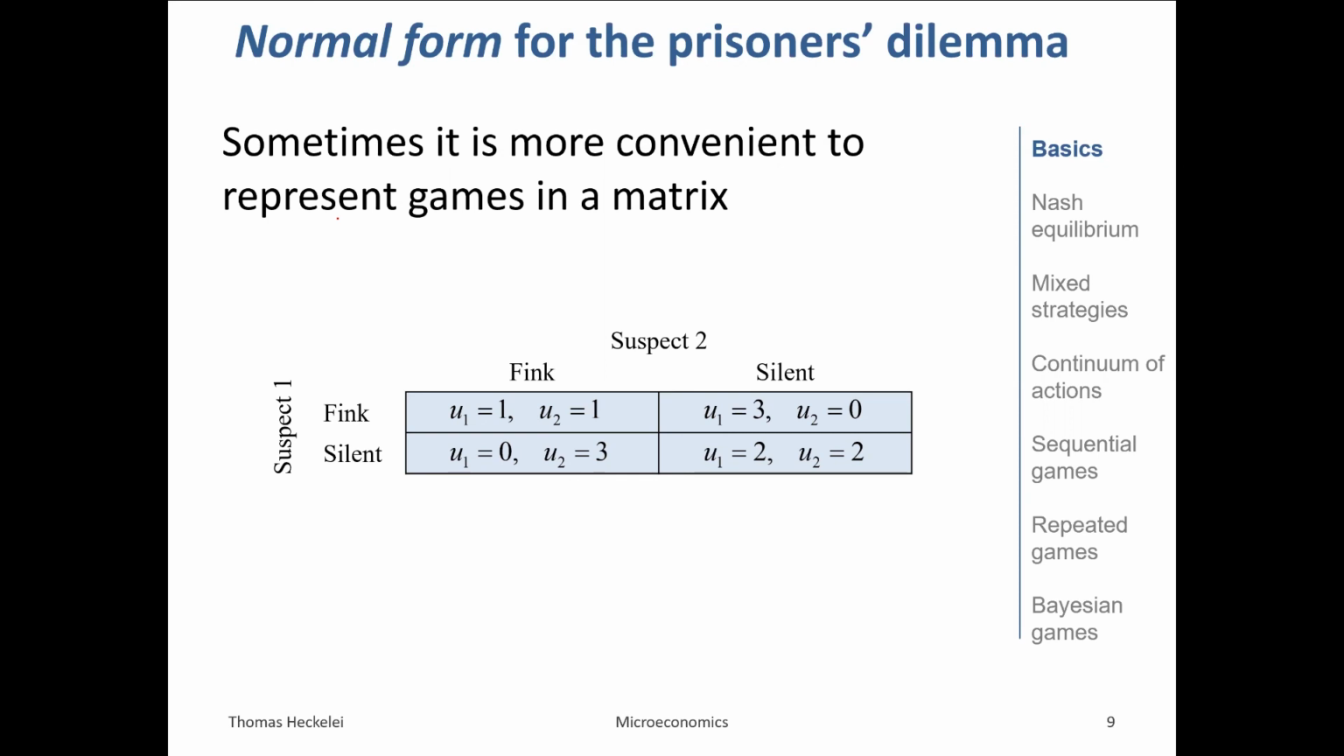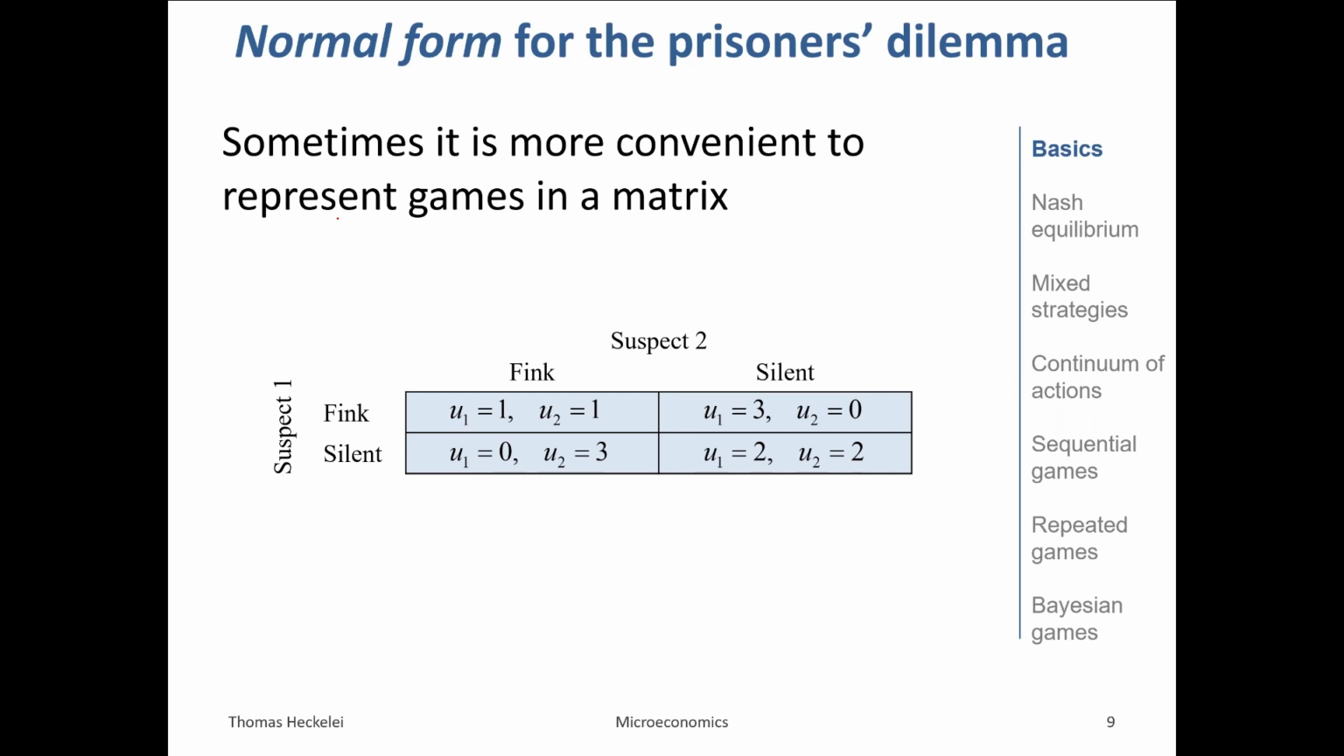However, sometimes it will be more convenient to put the game into a matrix. Imagine you have many players and many strategies. It will be a lot of work to put that game on the decision tree, and probably it would also not be very helpful for our intuition. So in such cases, the matrix or the normal form will be more practical to do.